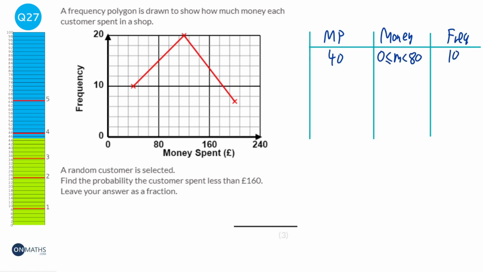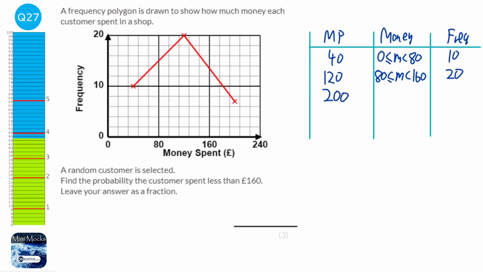The next midpoint is here. So that is going to be 120. And we can see that that's between 80 and 160, and the frequency is 20. And finally, the last midpoint is here, which is obviously 200, and that is between 160 and 240, and the height of it is going to be 7.